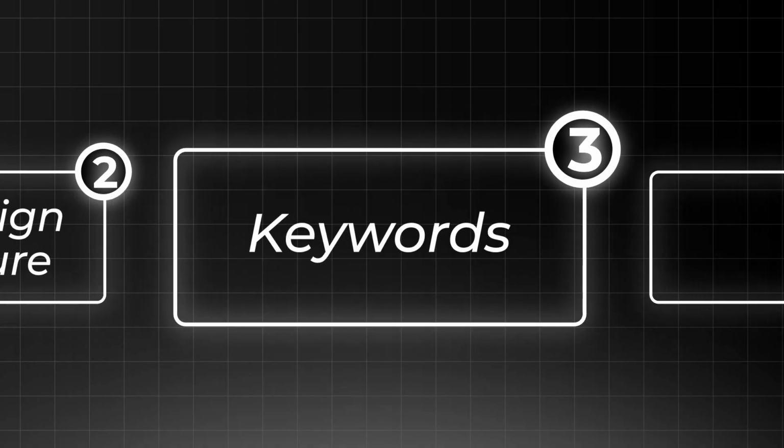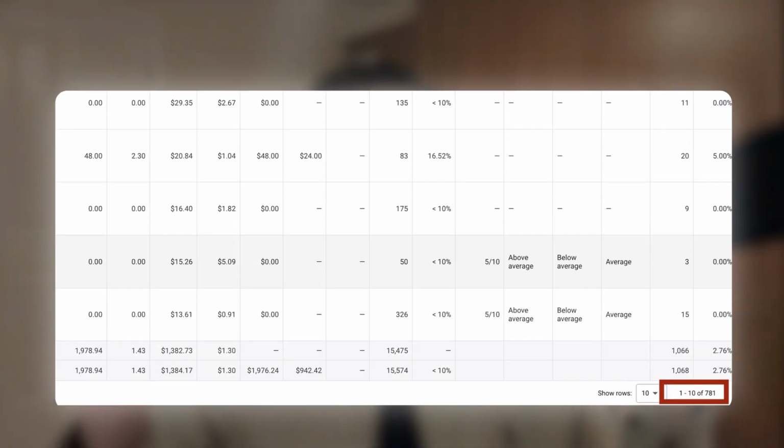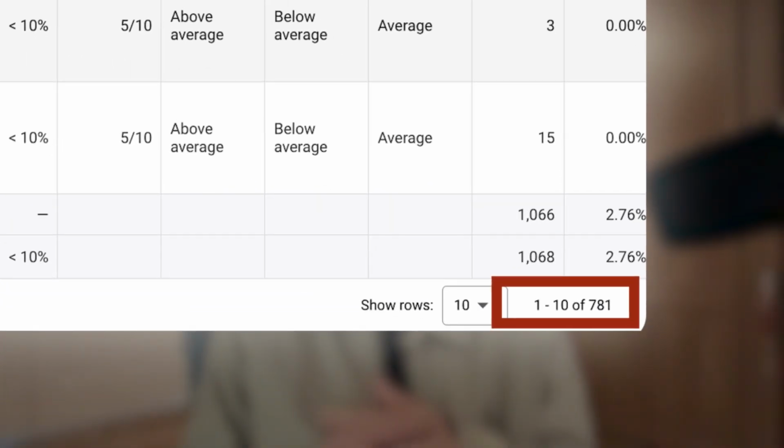Keywords, this is where I have a field day. A lot of people are wasting money and spend on their keywords. They're not utilizing negative keyword lists. They're not following Google best practices within the ad group structure. I've seen 700 keywords in ad groups at a time.